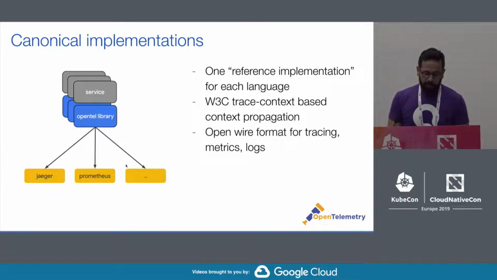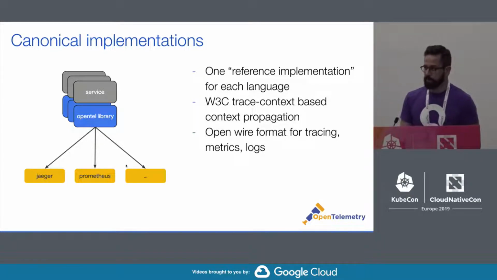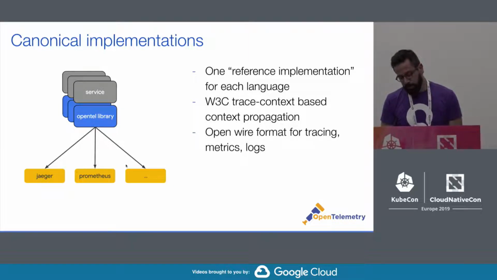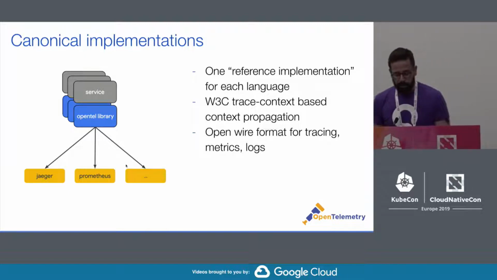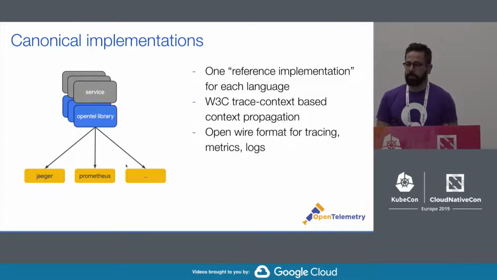The OpenTelemetry libraries will support out of the box all the popular open source backends, say Jaeger and Zipkin for tracing, Prometheus for metrics. And also, we will use the W3C trace context for context propagation, and we'll have an open wire format for tracing, metrics and logs. There is no real standard there, but that's also important for openness and for future-proofing it.